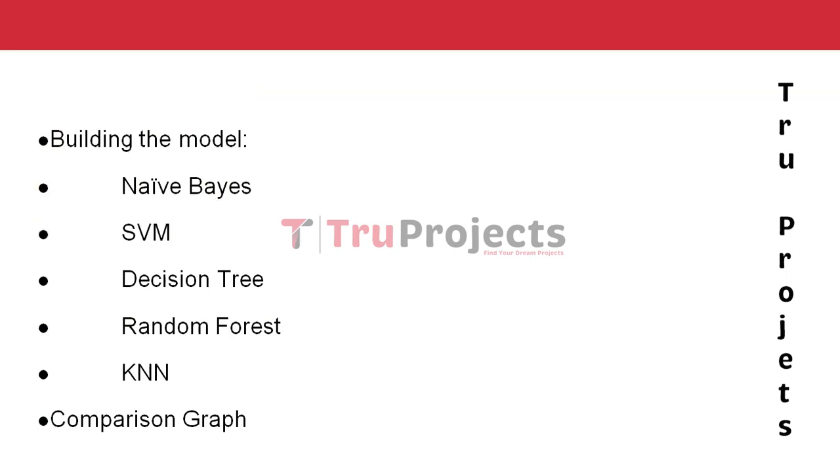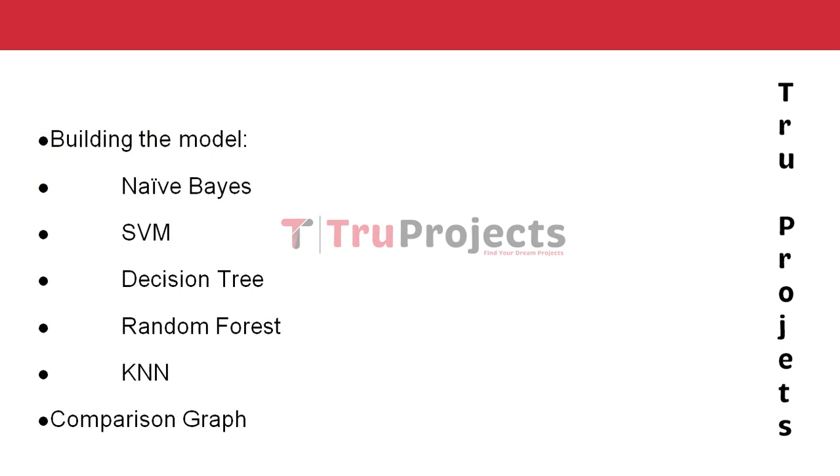And the sixth step is building the model. Several machine learning models are built on the trained dataset. The first one is Naive Bayes. It is a probabilistic algorithm based on Bayes' theorem, which calculates the probability of the particular instance belonging to a certain class. It assumes that the features are conditionally independent given the class label, making it computationally efficient and well suited for high-dimensional datasets.